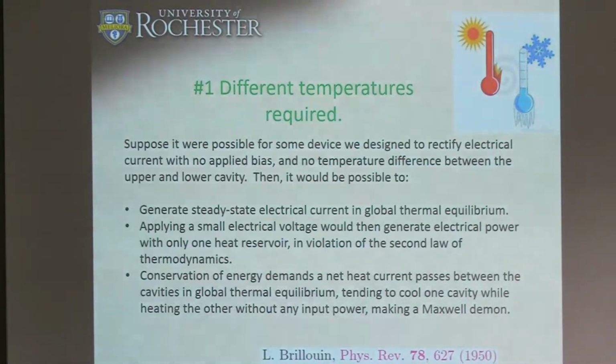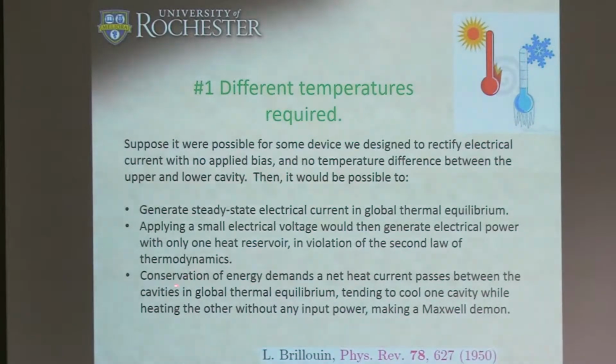Okay, so first of all, we have to have different temperatures involved. Suppose I applied some kind of electrical voltage. I won't be able to generate any kind of rectification in the upper cavity, but suppose, as a thought experiment, I were able to, that would allow me to generate some steady-state electrical current in global thermal equilibrium. If I applied some small electrical voltage, I could then generate electrical power with only one heat reservoir, in violation of the second law.